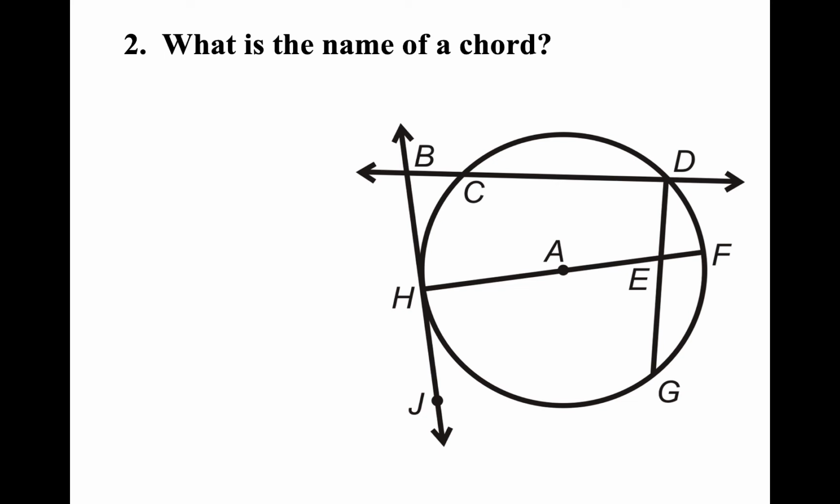Well, this one has a couple of chords. You could, for example, name segment DG, or you could have gone with segment HF. Notice that it touches the circle at two endpoints, H and F. It's a special chord called the diameter because it goes through the center. You could have also said segment CD, as long as you say it's a segment, not a line.